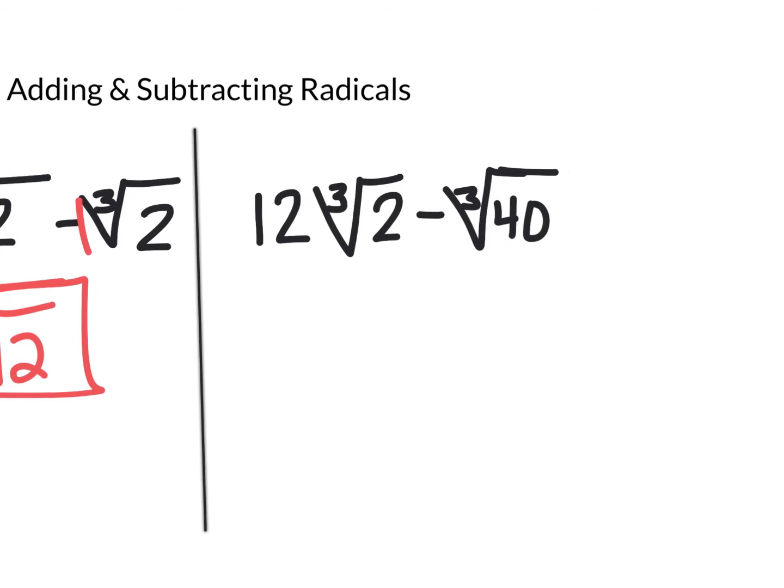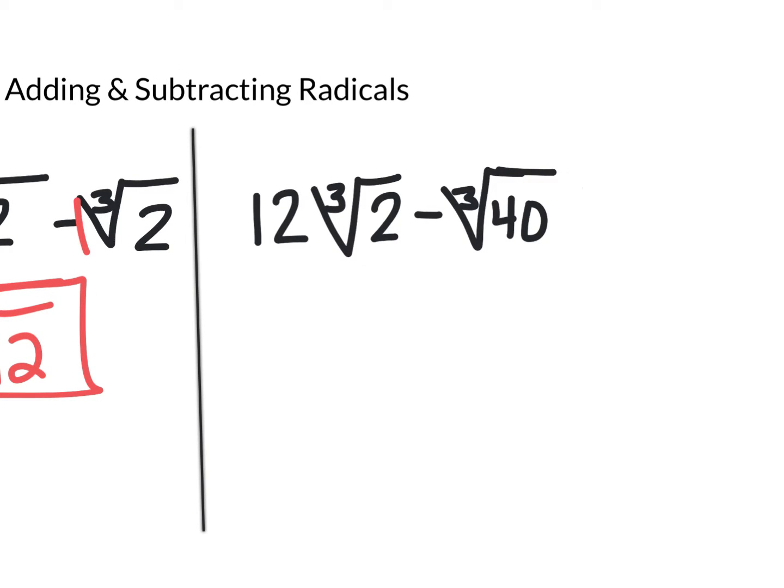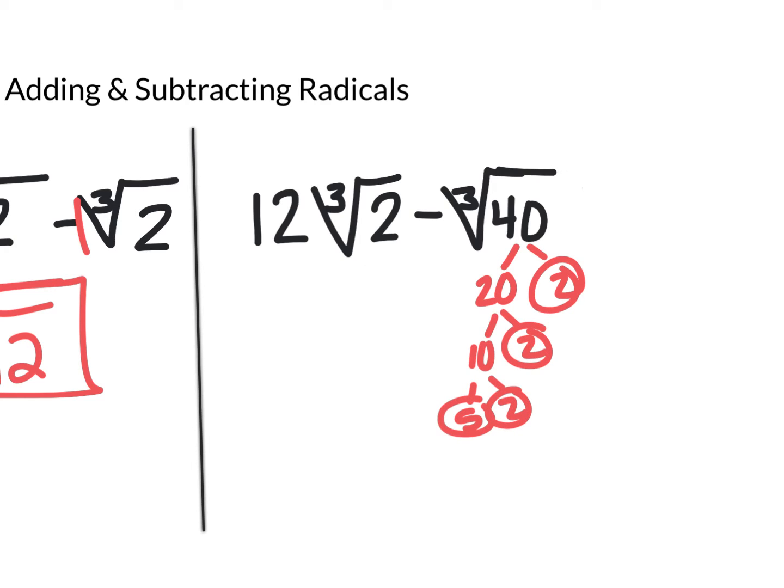In this next one, if you look at this, they have the same index, but our radicals are different. So go ahead and break down the cube root of 40. See what that breaks into. 20 and 2, 10 and 2, and 5 and 2. I have a group of 3 2's, so that means I would have 2 times the cube root of 5 left over. And over here I have 12 times the cube root of 2.